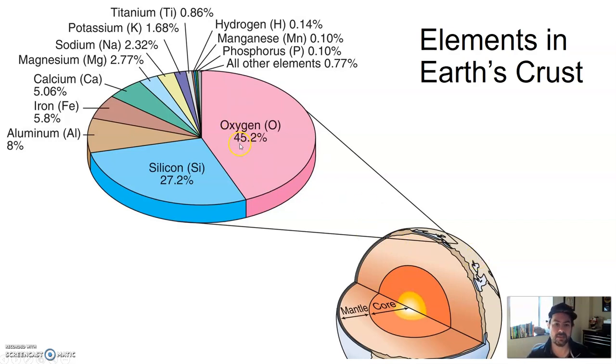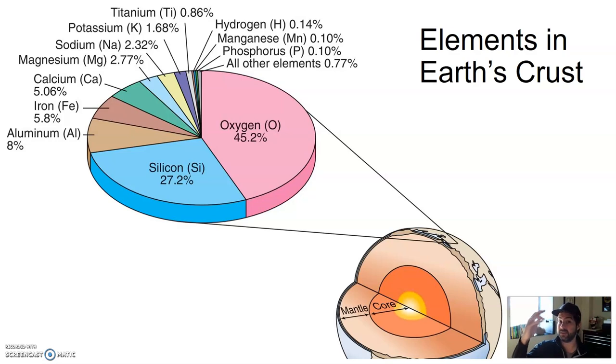So in the Earth's crust, over 45% of the Earth's crust is made up of oxygen atoms. Not oxygen the gas, just oxygen atoms. Somehow they're combined with other things, other elements, to form compounds, to form different minerals, to form different rocks.